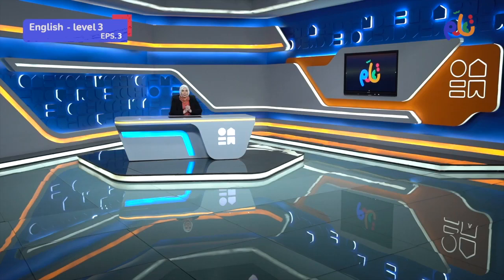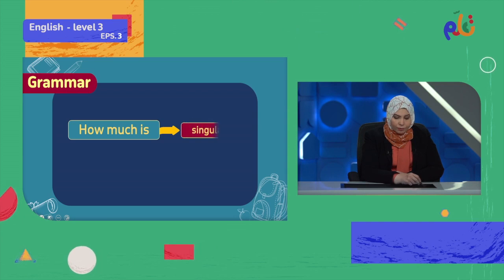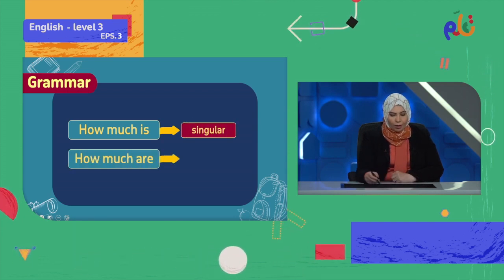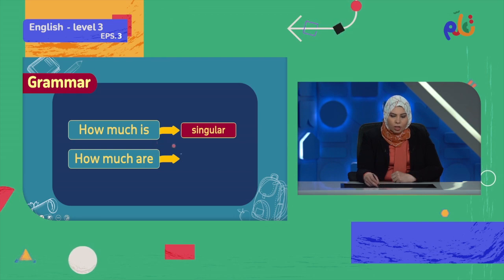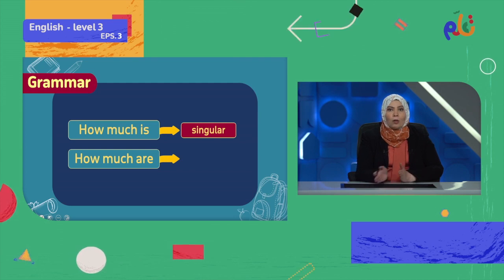Okay, the last thing we will talk about is the context. When I go shopping, what can I say exactly? So let's look. The first thing that can help me speak about this is how much. How much is asking about the price. So in a conversation like this, we can say how much is or how much are. We use how much is for singular and how much are for plural.